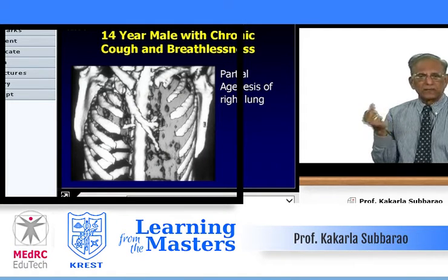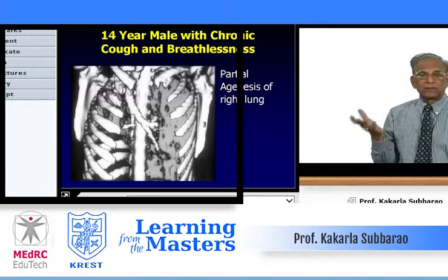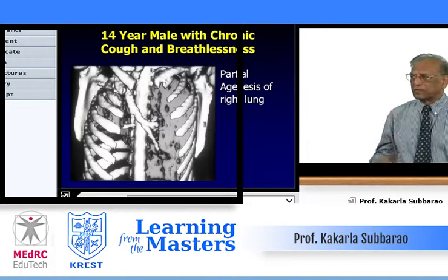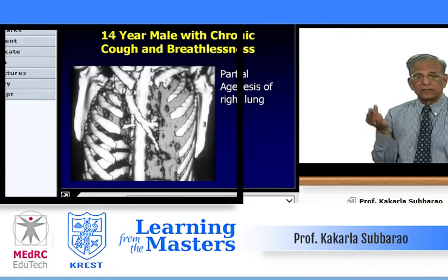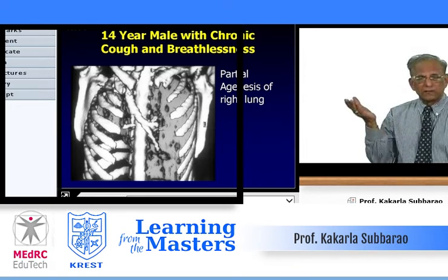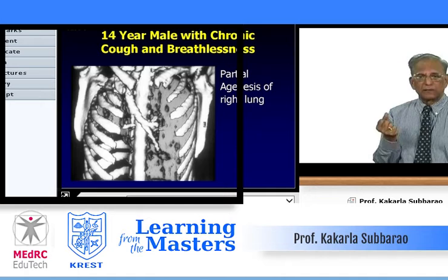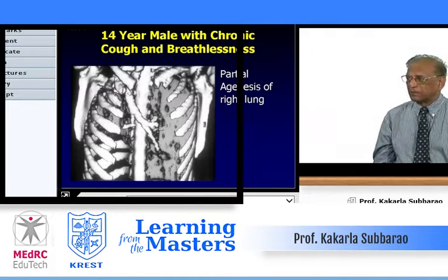This again is a classical picture, and a plain film also you can diagnose. But this is just to demonstrate the 3-dimensional view of the bronchus and the agenesis. The agenesis could be complete cutoff of the bronchus. Agenesis could also be at the level of the alveoli, at the level of the bronchioles. This is at the level of the major right bronchus, partially stenotic and partially atretic.